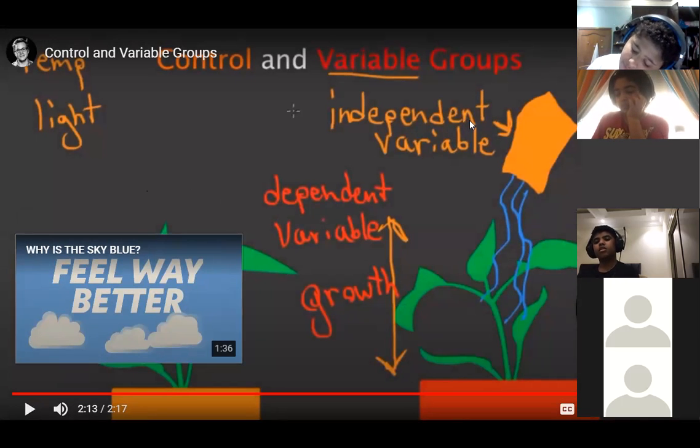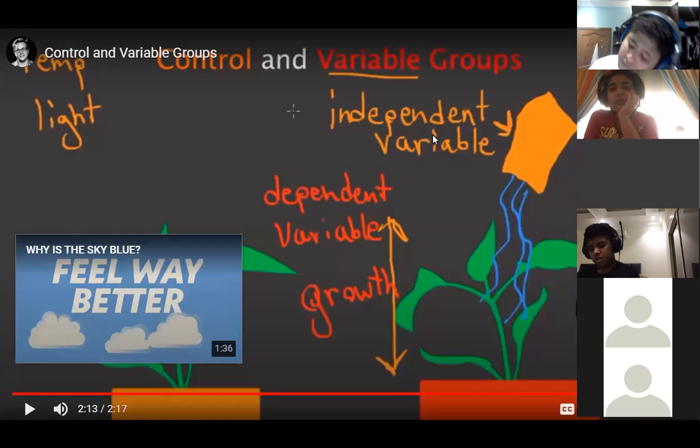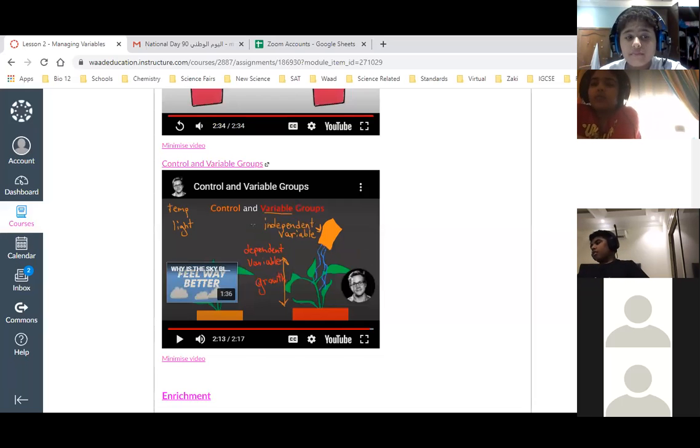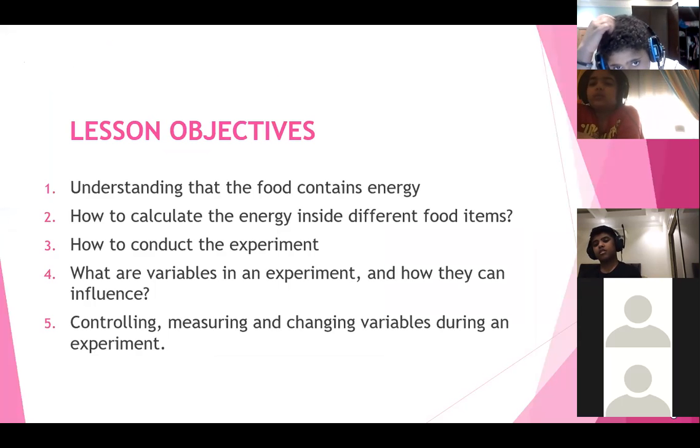So if you want to do this experiment at home, you can do this. And I would say do not use energy drinks. Use sugary water or salt water, because energy drinks seem like a little bit too much.